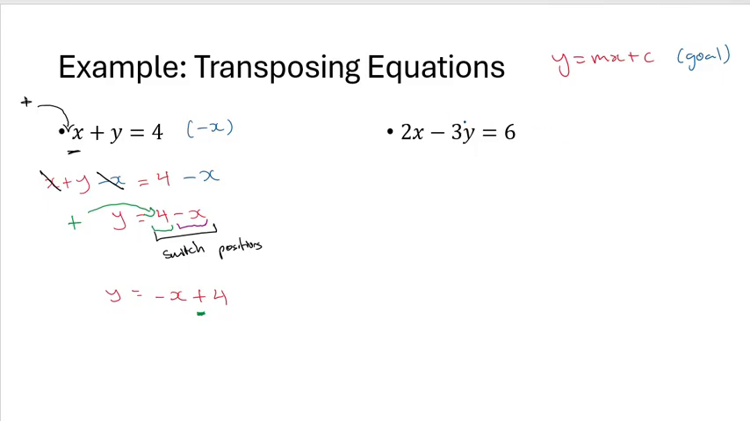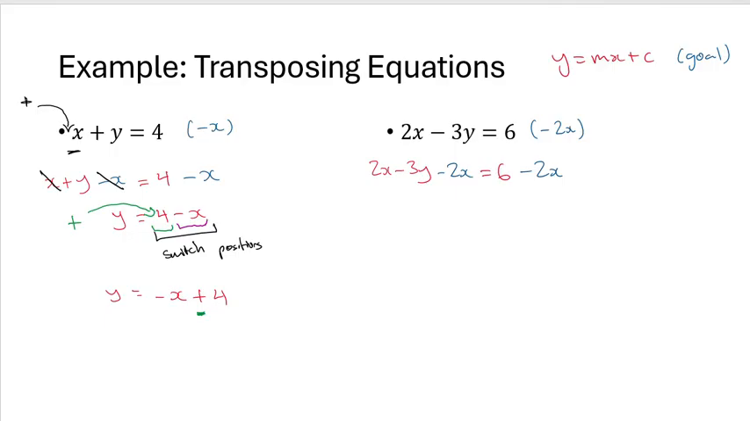Let's move on to the second example here. 2x minus 3y equals 6. So let's just apply the same skills as earlier. Let's just apply the inverse operation, okay, of minus 2x. So when that happens, I get 2x minus 3y minus 2x equals 6 minus 2x, like so.